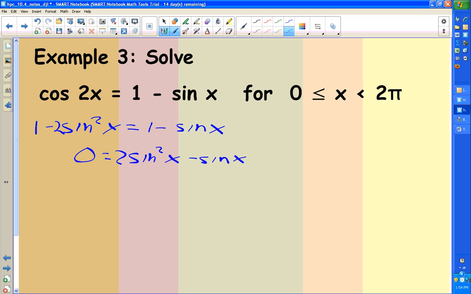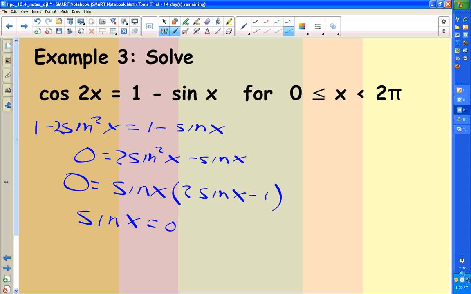How does it factor? Minus 1. Where does the sine of x equal 0? And 2 sine x minus 1 equals 0. So the sine of x, again, we're back to 1/2.